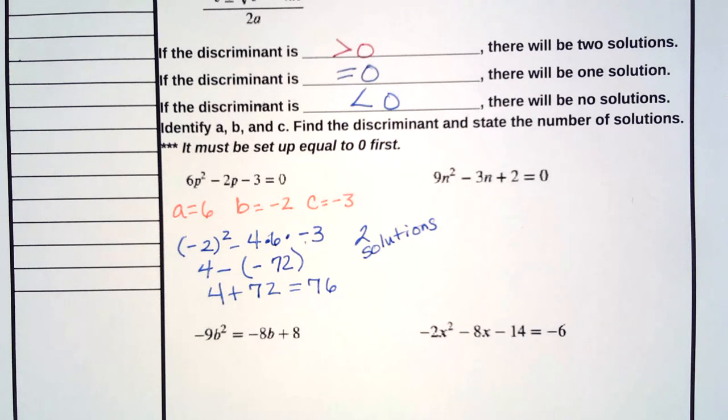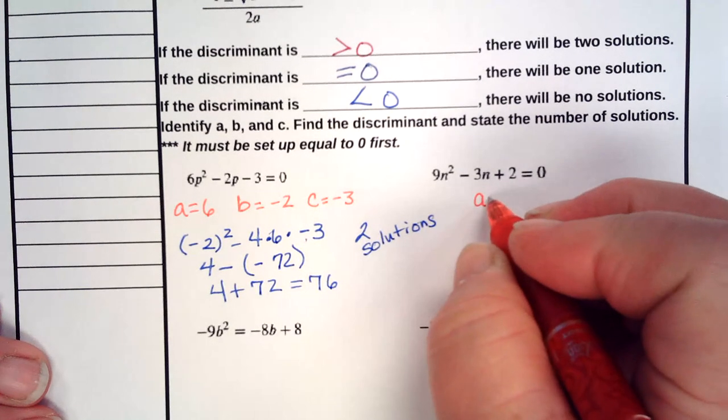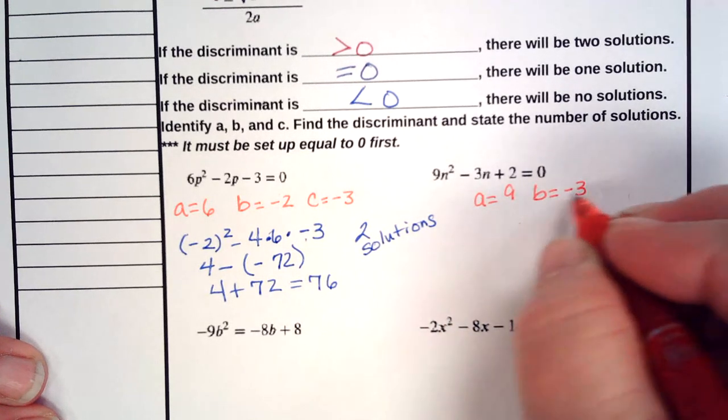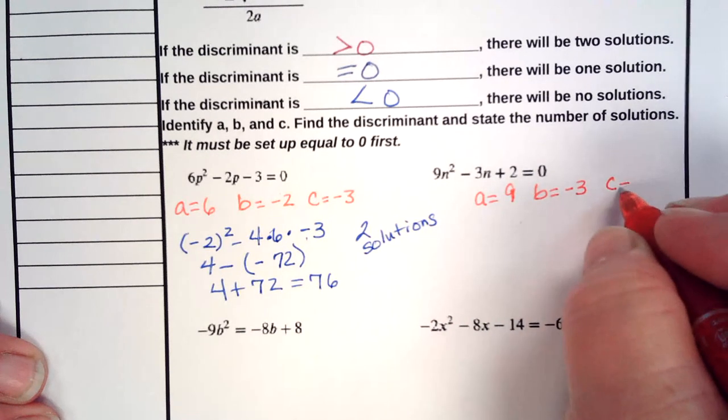Okay, let's look at the next one. What is A? What is B? What is C? A is 9. B is negative 3. And C is 2.